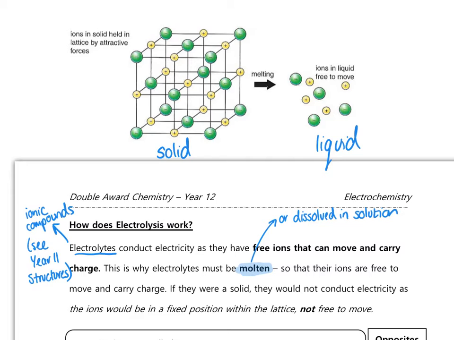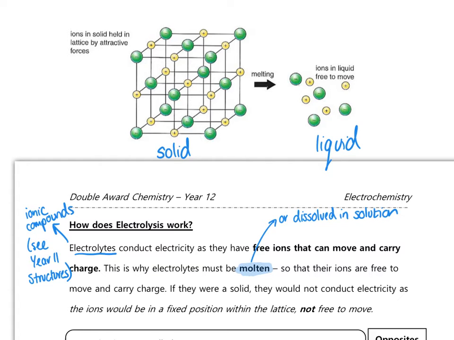And if you look at the top of the page here, I have added in a picture that was in your year 11 notes of ionic compounds as a solid and then as a liquid. So as a solid, ionic compounds are held as a solid because they have strong attractions between their positive and negative ions. Remember, we talked about electrostatic attraction between the oppositely charged ions. So that's why they're a solid at room temperature, because there is strong attraction between the ions.